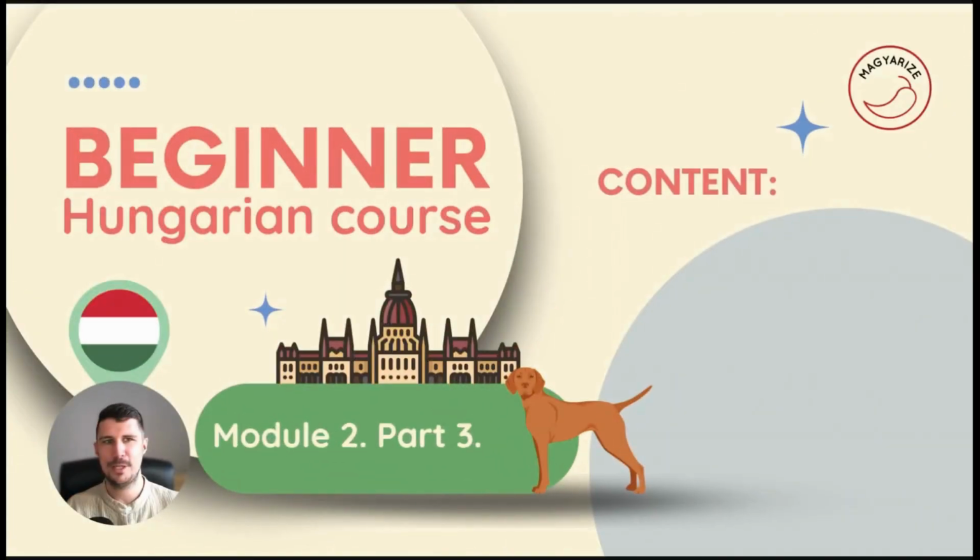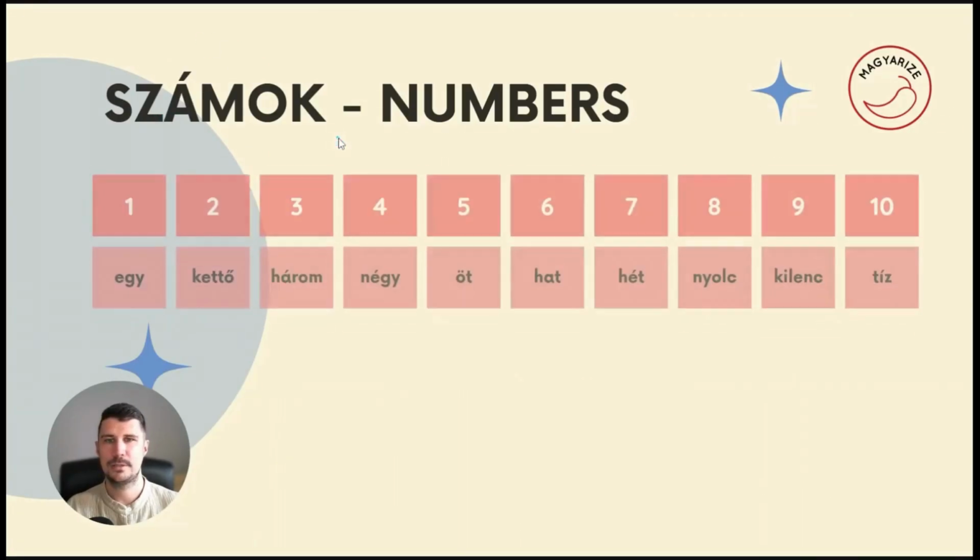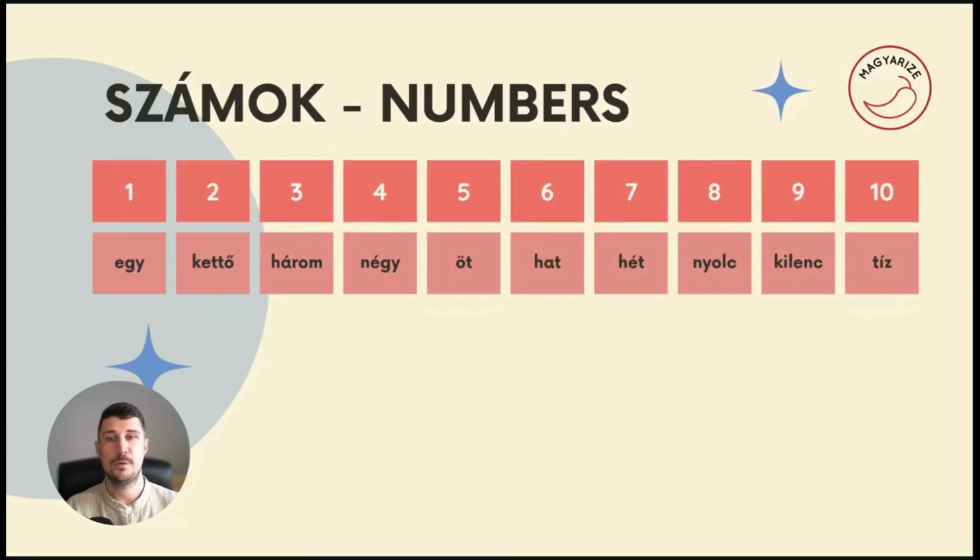Let's continue with the numbers from 1 to 100. We'll start easy from 1 to 10. So numbers in Hungarian, we call them számok. Számok is the plural, szám is the singular. Szám is one number, számok is numbers. So the numbers from 1 to 10, let's just repeat after me to practice.